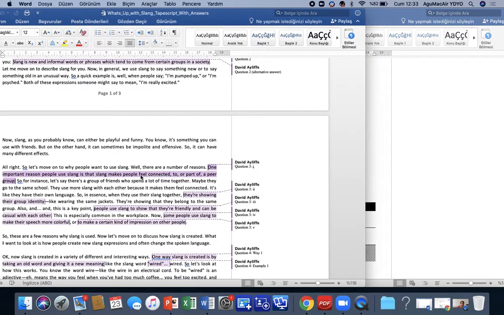The first one is people use slang because slang makes people feel connected to a peer group. Slang makes people feel connected to or part of a peer group. So this is one of them. And the other one can be they are showing their group identity. The other can be people use slang to show that they are friendly and can be casual with each other. And some people use slang to make their speech more colorful or to make a certain kind of impression on other people. So there are more than 3 actually. You need to write 3 of these.